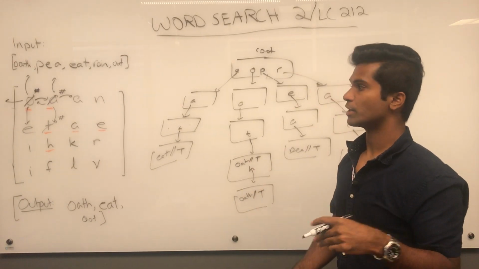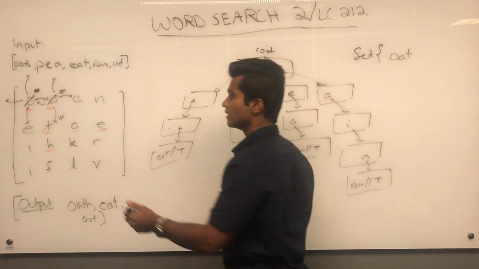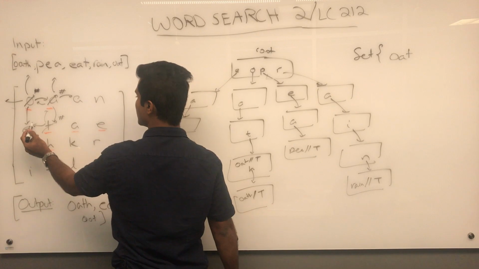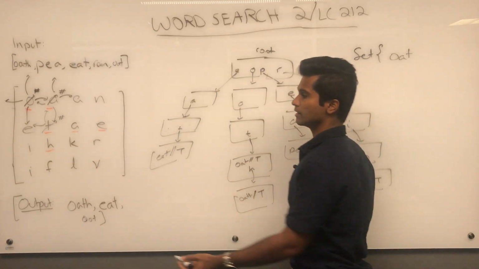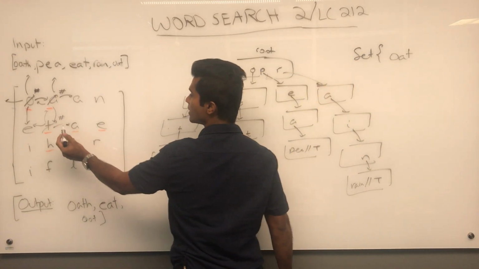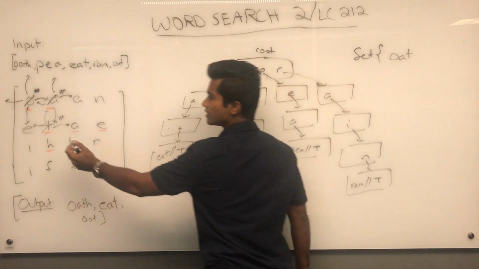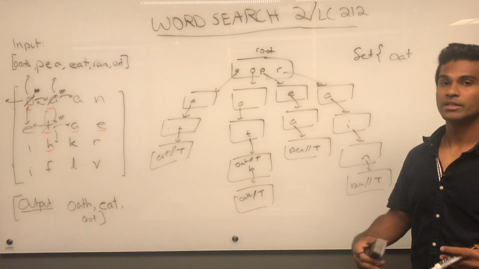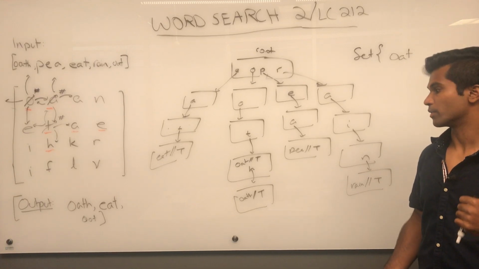Now T is going to check its neighbors up, down, left, right. Up is already visited, so we don't care. Left is an E. E is not in here. T is going to check its right side, A. A is not in here. T is going to check its downside, H. H is in here. So H is a valid node.